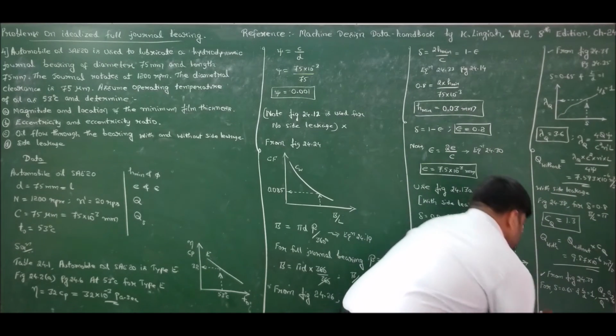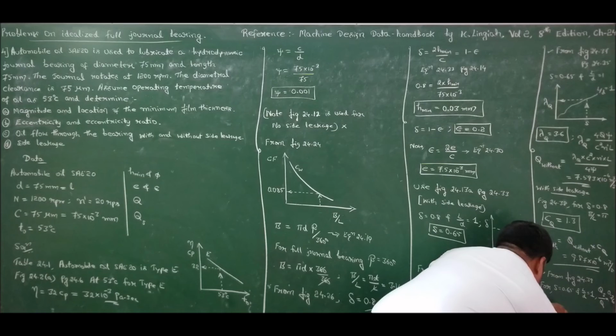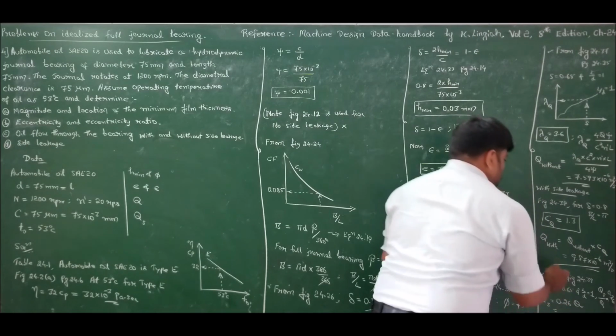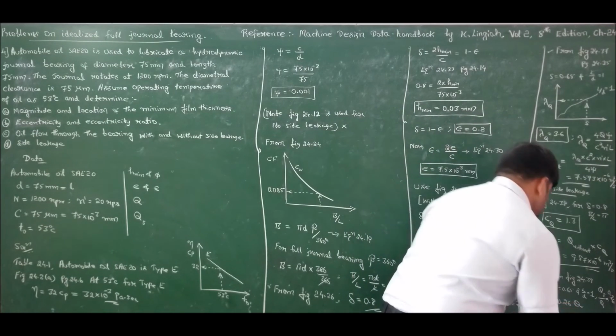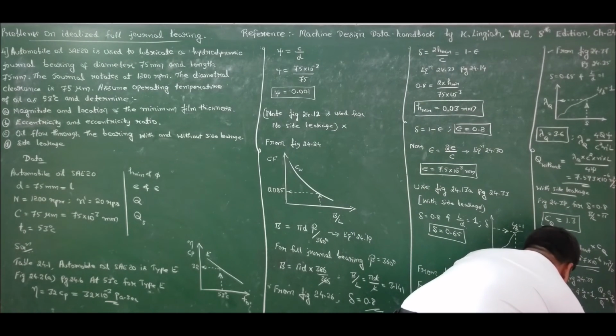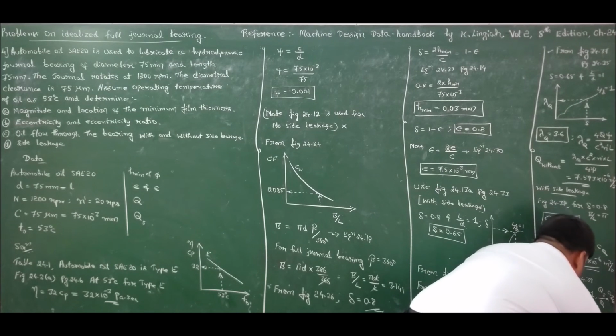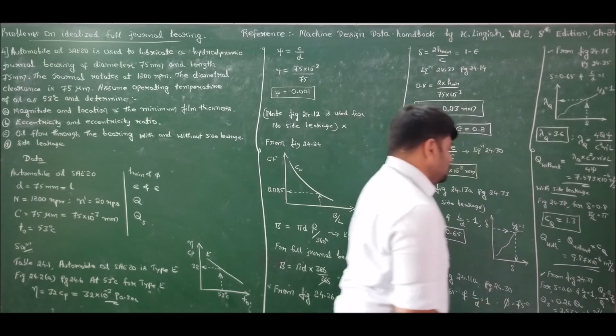So therefore side leakage is 26% of overall flow Q. So 26% of flow with side leakage will yield us a value of 2.57 into 10 to the power of minus 6 meter cube per second.